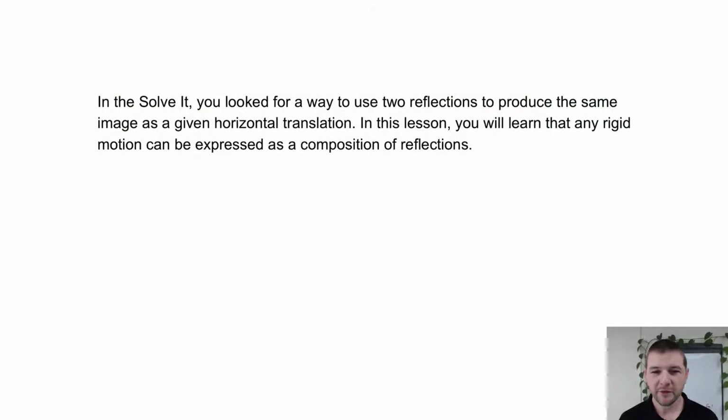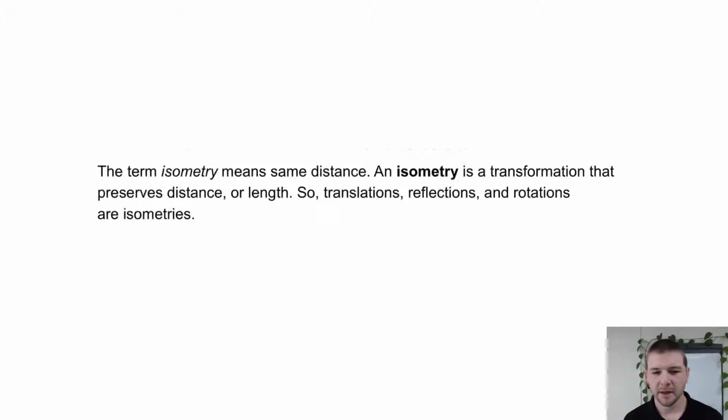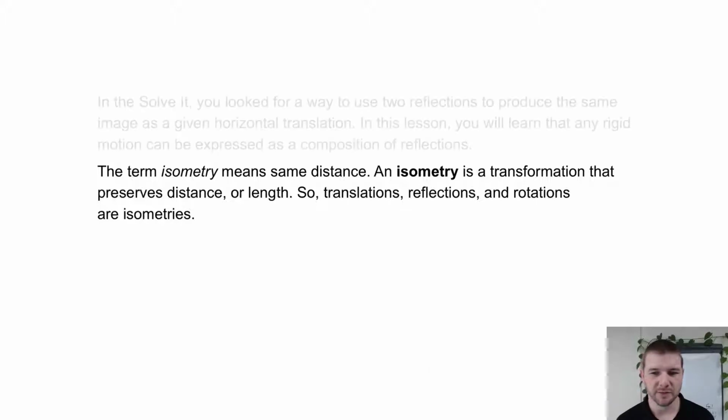In the Solve It, you looked for a way to use two reflections to produce the same image as a given horizontal translation. In this lesson, you will learn that any rigid motion can be expressed as a composition of reflections. The term isometry means same distance. An isometry is a transformation that preserves distance or length. So translations, reflections, and rotations are isometries.